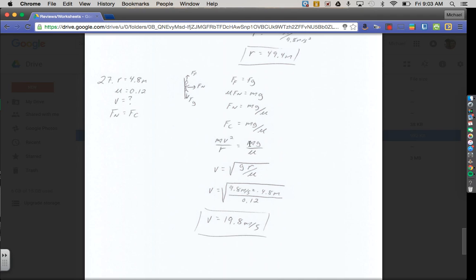I have m on both sides of my equation, so they will cancel out, leaving me with v squared over r equals g over mu. I'm trying to solve for the v, so I'm going to multiply the r over to the right side, which is why it's in the numerator down here. And I've got to get rid of that squared, so I'm going to take the square root. Plugging in my numbers, I now have the square root of g, 9.8 meters per second squared, times the radius, 4.8 meters, all divided by that minimum coefficient, 0.12. And I know that the riders have to be going 19.8 meters per second, otherwise they will slide down the wall.